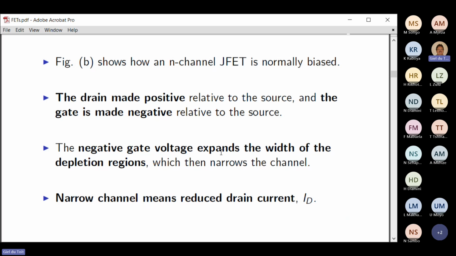The negative gate voltage expands the width of the depletion regions, and then that channel will narrow, just like a BJT where the two bands, the conduction band and the valence band, will become narrower as long as there is a voltage on it. In this case, it's the same, and the channel will narrow the moment we put a negative voltage on the gate. And a narrow channel means reduced drain current.